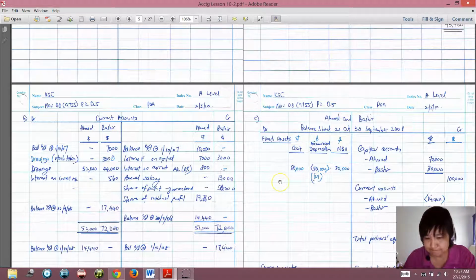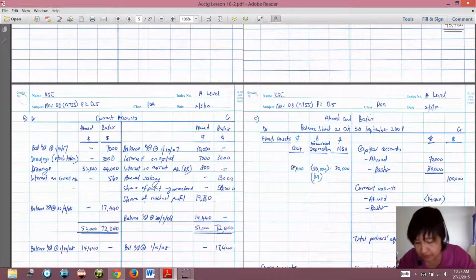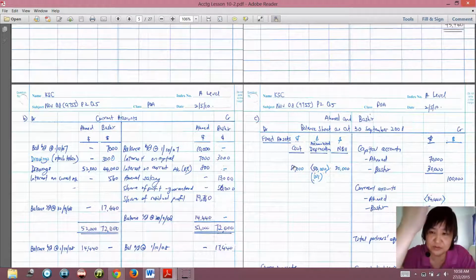Okay, so now the question says the fixed asset at cost is 80,000. And then note number 1 says depreciation has been provided on fixed assets for the year ended 30 September 2008 at a rate of 20% using the reducing balance method. The partners decided to increase the rate used to 25%, effective from 1 October 2007, effective from the beginning of the year. So how will we solve this one?